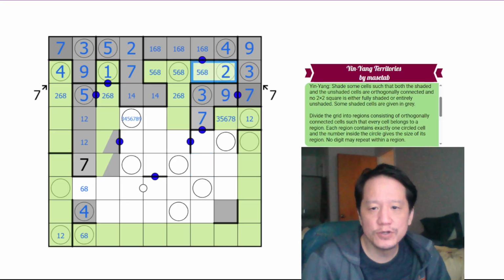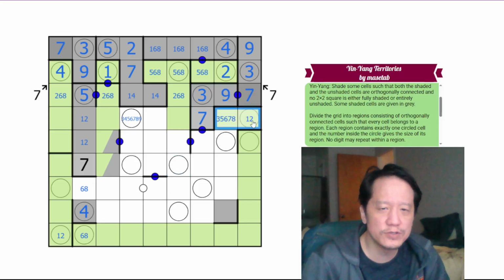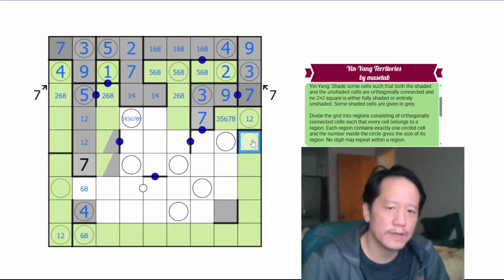This is 2 going that way, so this is unshaded. Sorry, that's a region. Could be 5, 6, 8. We don't know which. This could still be 2. It could be 1. This could be many things.